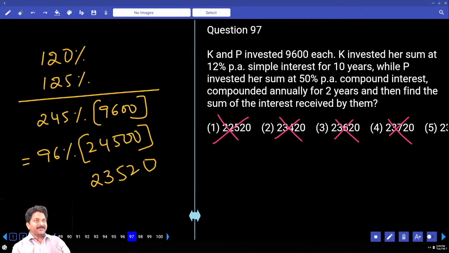But this much simplification is also not required because there is only one multiple of 3 available. Got it?